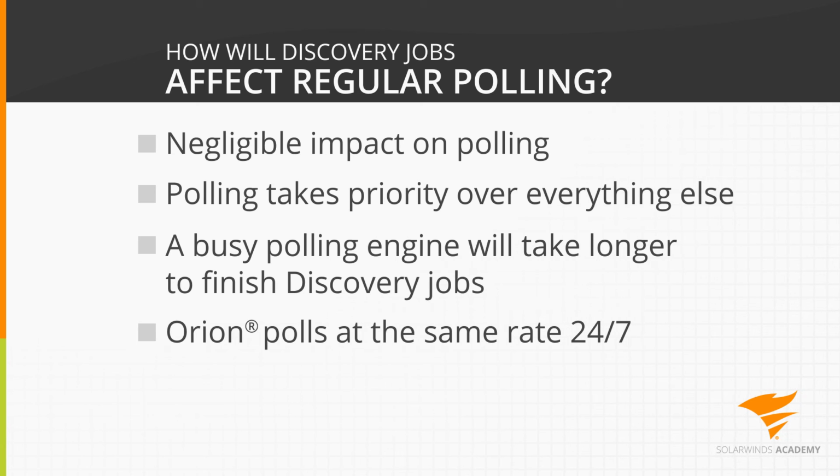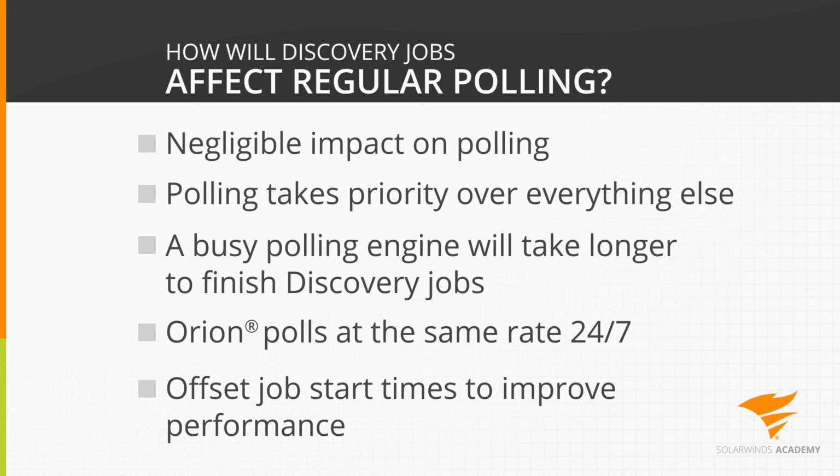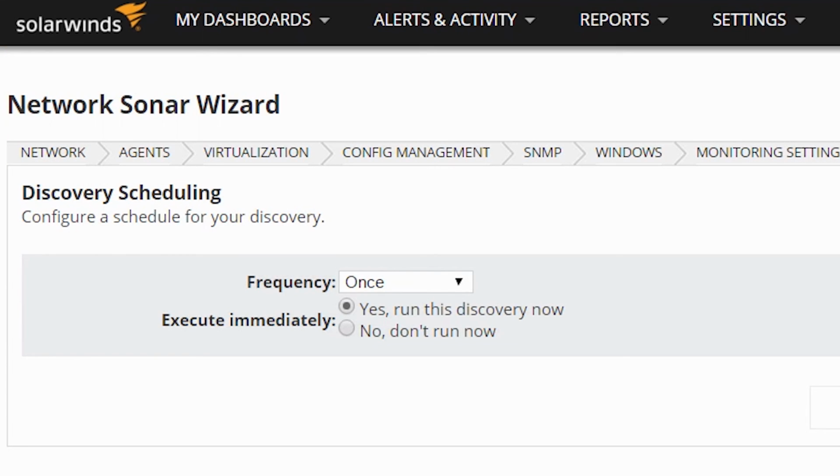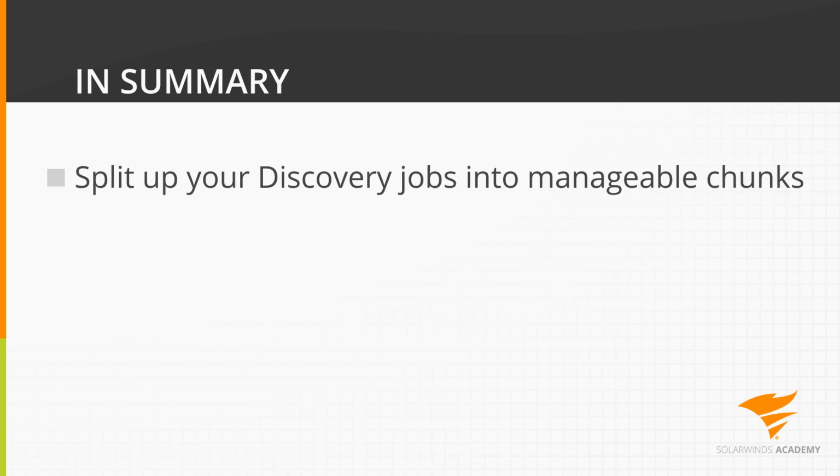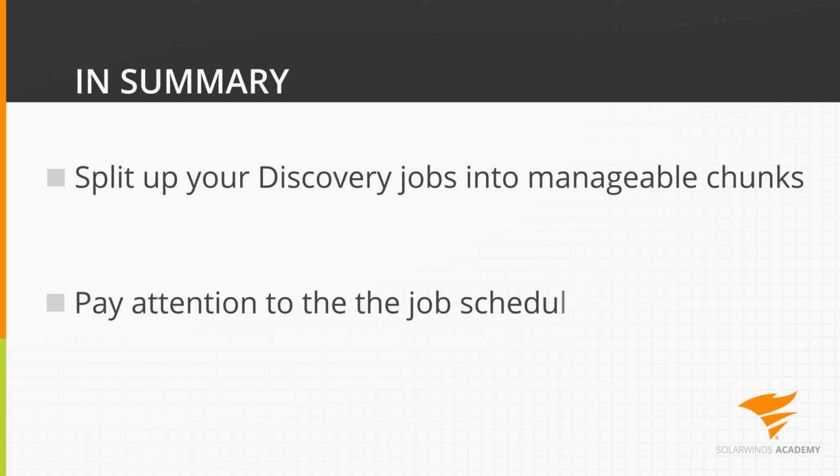If you have multiple discovery jobs, you can use that information to offset the job start times to improve performance. If not, and you have multiple discovery jobs trying to run all at once, all you're doing is eating up more RAM and slowing down the discovery. So make sure that once you've gone to the trouble of breaking up your discovery jobs, you also pay attention to your job scheduling. Offset the job start times enough that one job has time to finish before the next job starts. If not, then all your hard work is for nothing. So, in summary, to get the best performance out of Orion, split up your discovery jobs into logical, manageable chunks, and pay attention to the job scheduling.